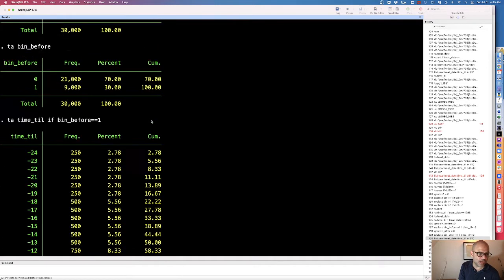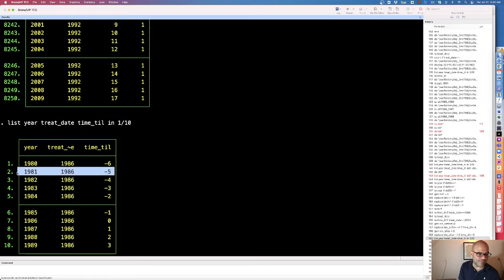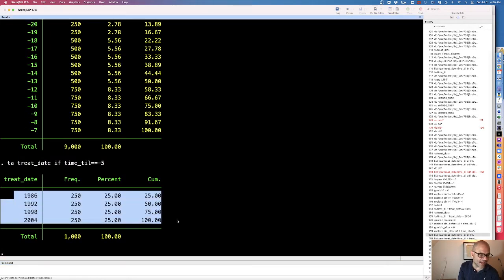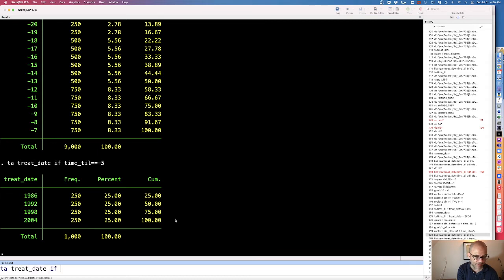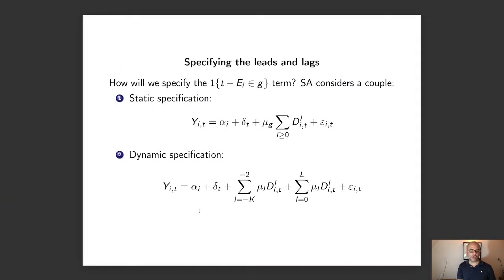But if I was to try to identify the -5 coefficient, well, I would be using all 5 states. See, look, tab treat date if time till equal -5. I'd be using all 5 states. But once I get to tab treat date if time till equal -7, I only use 3. So what's happening? When you try to estimate all the coefficients, you're getting imbalance in relative time. You're losing states in relative time.